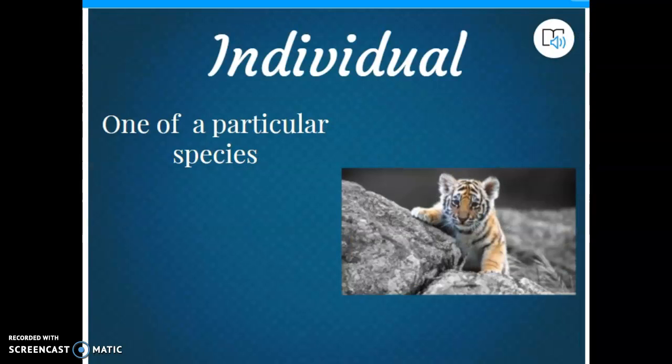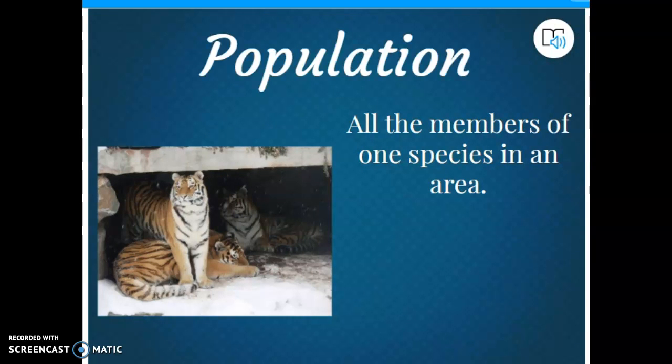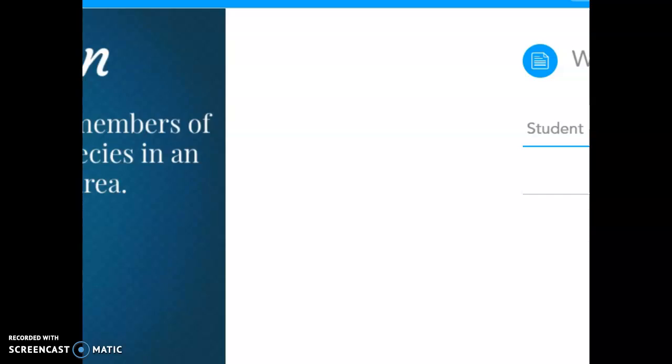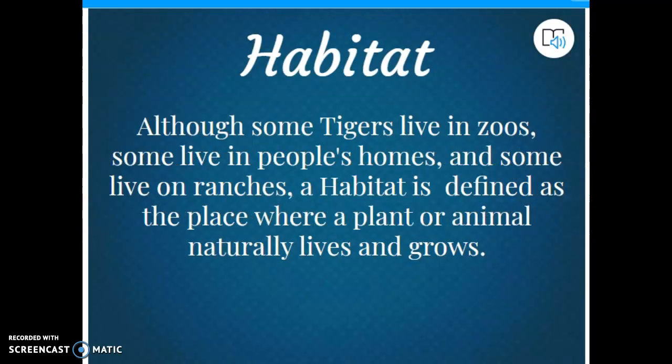We talked about individual. When I tell you guys, and we'll have a little bit of that today, some individual work, that means we're working by ourselves. So if you have an individual in an area, it's just one. If we have all of those members of a species, we have the population. Those are things that you guys have done very well with. And we watched a bunch of videos of tigers all over the place, but we learned that habitat is where an animal or a plant naturally lives and grows.